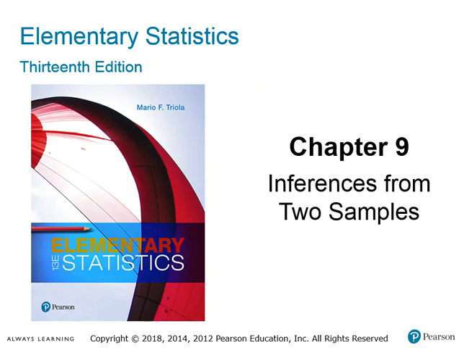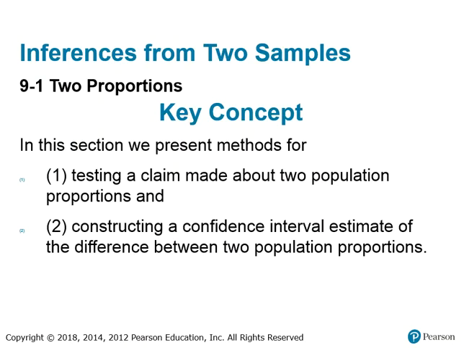Welcome back to Statistical Reasoning. We are starting Chapter 9 in Elementary Statistics. Chapter 9 starts working with two samples, whether with a proportion or a mean, instead of just working with one group. So we're going to run a test or make a confidence interval when we are trying to compare two population proportions to each other.